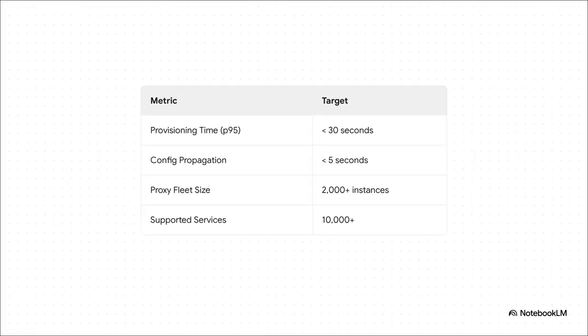When you look at the full metrics, this scale is just wild. We're talking a proxy fleet size of over 2,000 instances, supporting more than 10,000 backend services. But check out that config propagation time, under 5 seconds. Think back to the developer pain points we started with. Under 5-second propagation means when you hit push on a critical hotfix, it is live globally almost instantly.